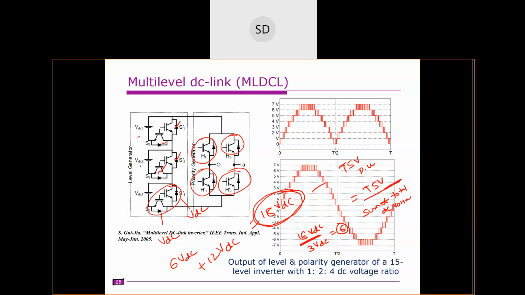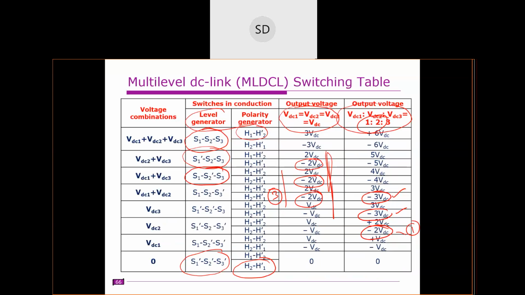To calculate the total standing voltage, you need to calculate the blocking voltage for each switch, and we need to add all of them. If you want the per unit form of the total standing voltage, whatever you obtained is divided by the total sum of all the DC sources here. That gives you the total standing voltage in per unit form.